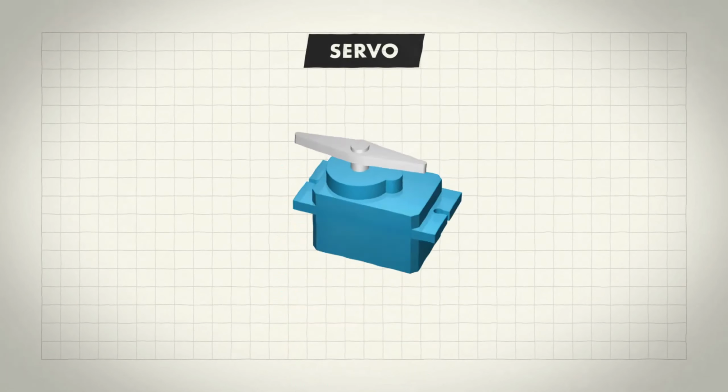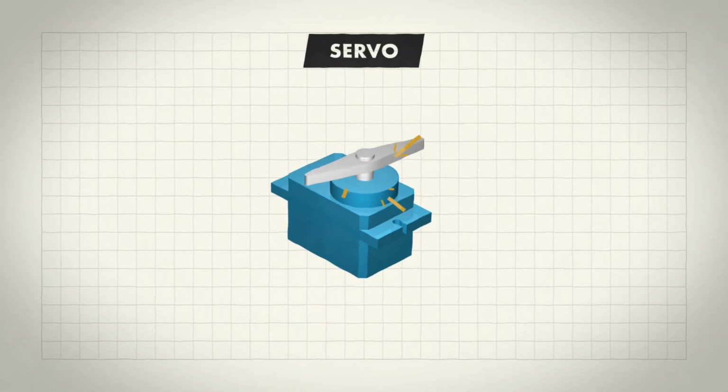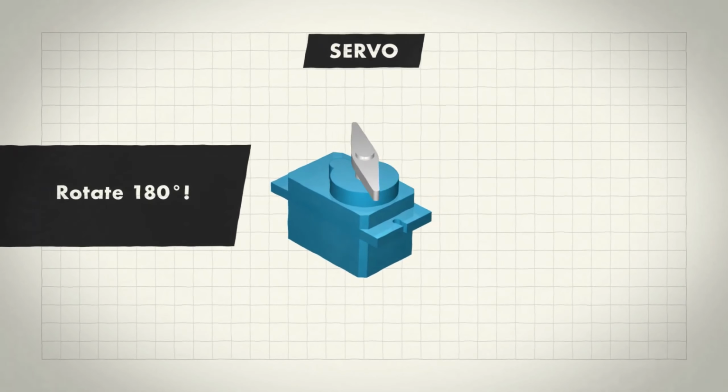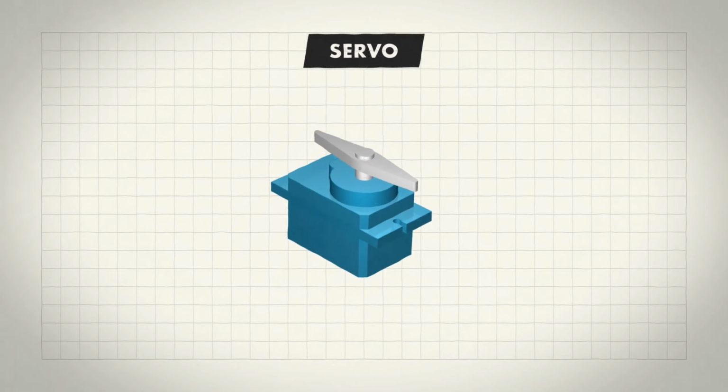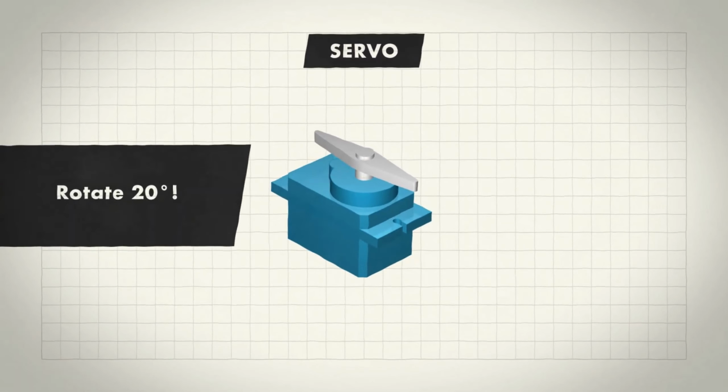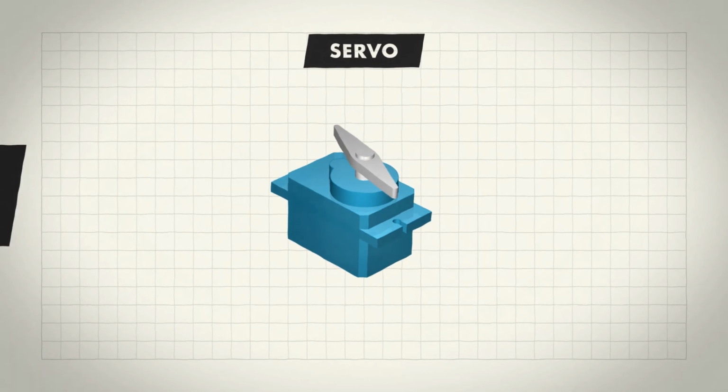With a servo motor, you don't just give it electricity and have it spin endlessly, you also need to give it a control signal, which says to which angle the drive shaft on the servo should rotate. Tell it to rotate to 180 degrees, it will. Tell it to rotate to 20 degrees and it'll go 160 degrees back the other way.